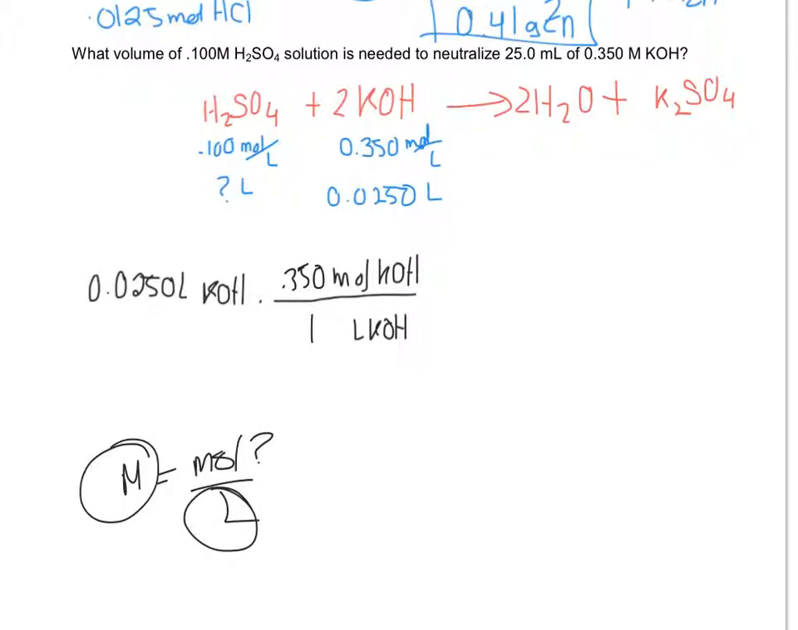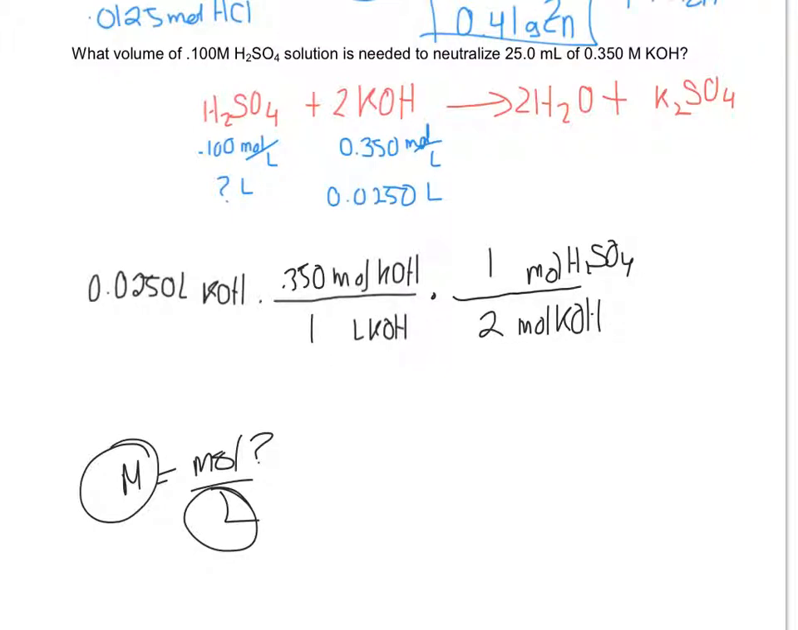Next up, find the moles of the sulfuric acid, because that's the substance you're interested in. So I'm just going to continue. So moles of KOH on the bottom, so they cancel. Moles of sulfuric acid on top. And it's a 1:2 ratio. So that gets me moles of sulfuric acid.